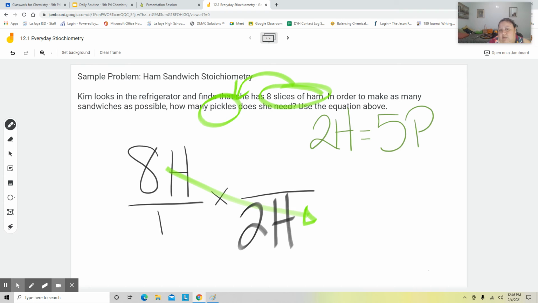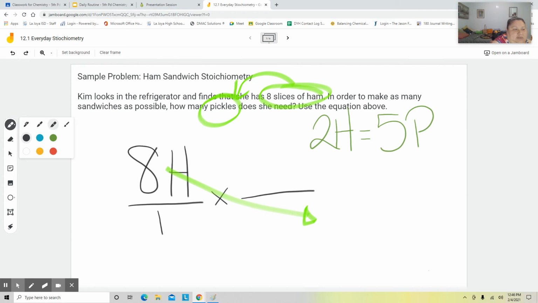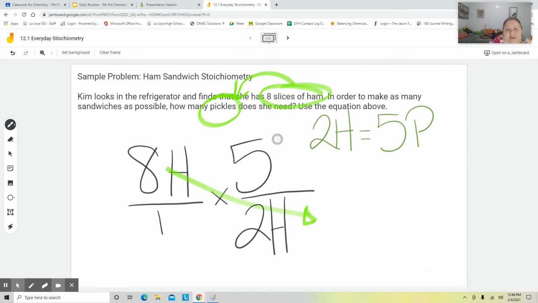How many pickles? Well, there's only one place pickles can go, right? So I'm going to put 2H on bottom, 5 pickles on top, and you can see the H cancels with the H, right? The arrow does that. It shows it to me. You can see it here. Look, it ran right through it because it's trying to remind you that ham is gone. So now we're left in pickles.